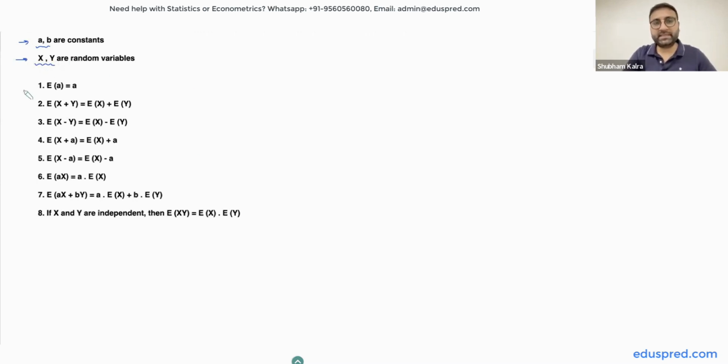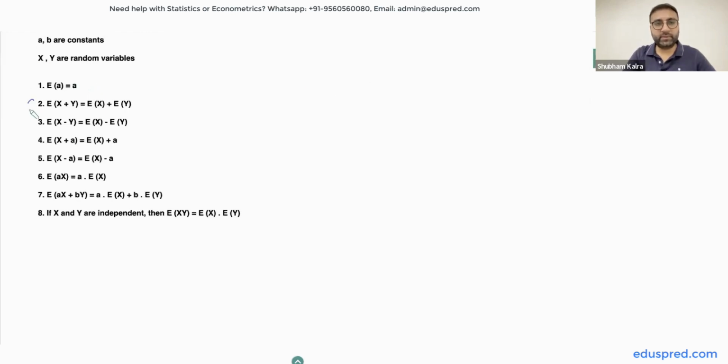So the first property is that the expected value of a constant is equal to the constant itself. Well, this is quite an intuitive property. Imagine that I have a number, so let's say 2, and I'm writing it 5 times. And if I ask you to find the mean of this, well, the mean of this is also going to be equal to 2, right? So this was quite basic. Let's move to the next property.